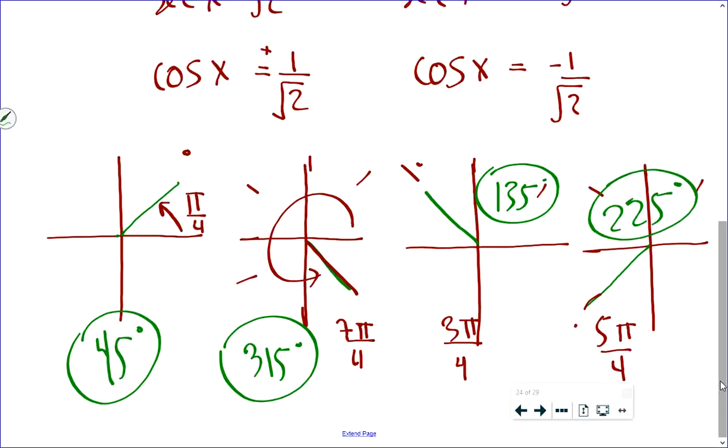I'm not going to do it with the calculator. I will just say, if you use your calculator to find a reference angle, you're going to get a 45-degree reference angle. So then you have to draw it in quadrant 2 and 3 when cos is negative, and in quadrants 1 and 4 when cos is positive.